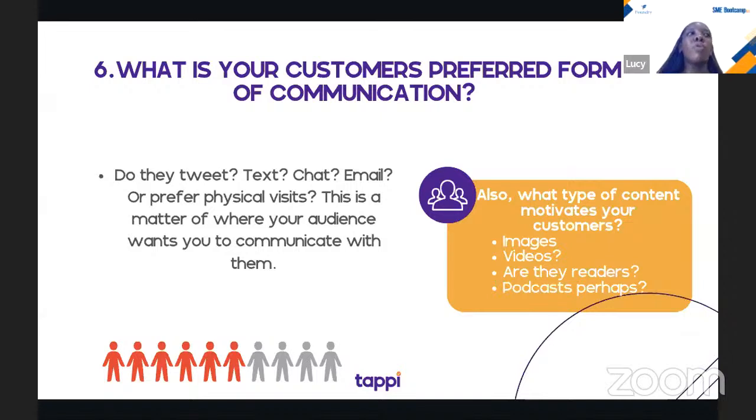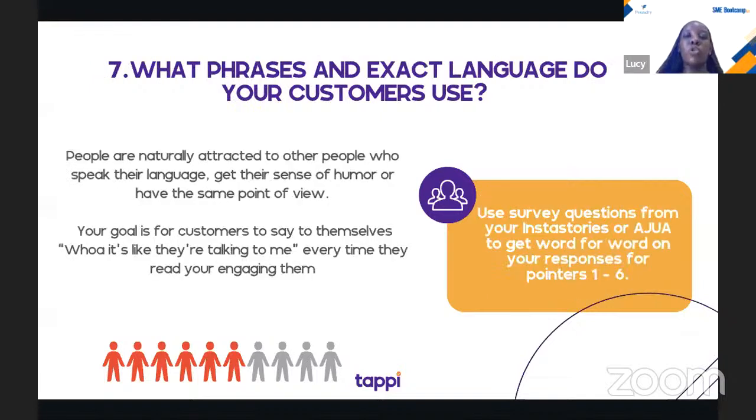So if you want to communicate with your customers, if you're running an offer and all your customers are more likely to communicate with you via WhatsApp, then direct your ads to your WhatsApp as compared to your Instagram or your Facebook messaging, right? And then what content are they engaging in more? Do they like still images? Do they like videos, right? Do they read, right? So just what is your customer's preferred form of communication?